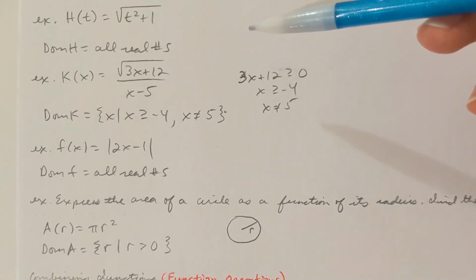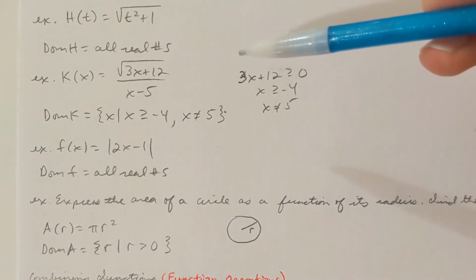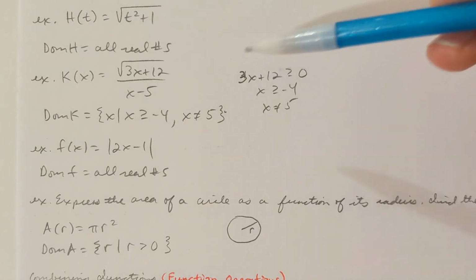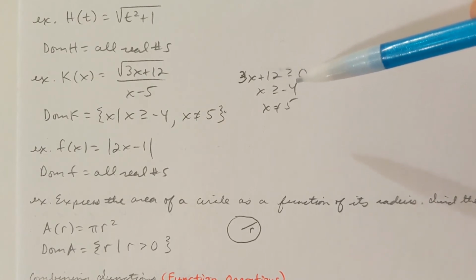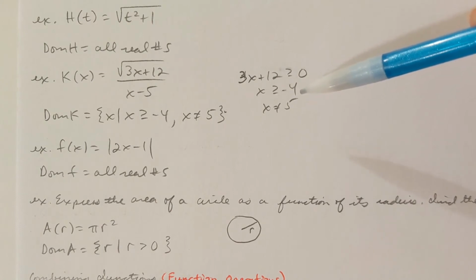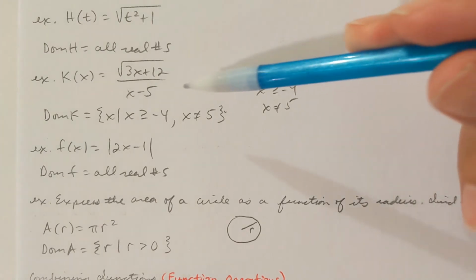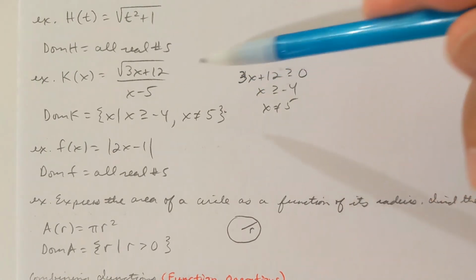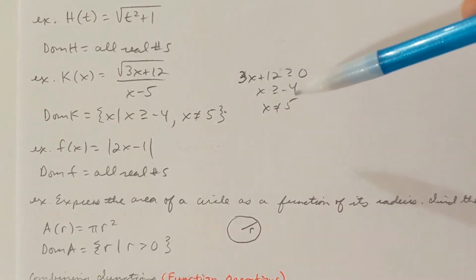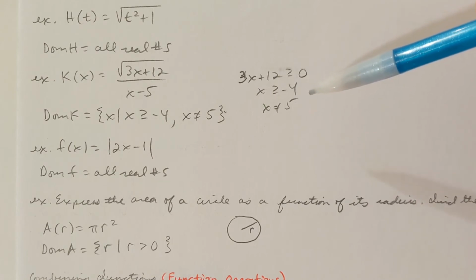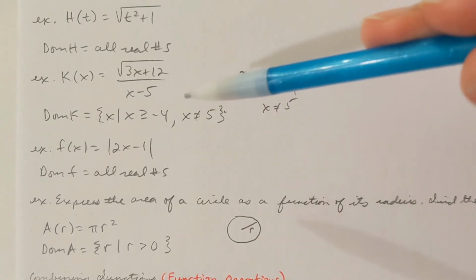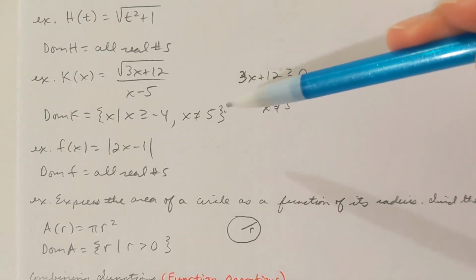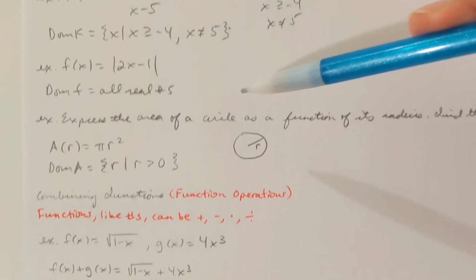As another example, suppose that we have the square root of 3x plus 12, divided by x minus 5. 3x plus 12 greater than or equal to 0, subtract 12 and divide by 3, means that x is greater than or equal to negative 4. Also, I don't want x to be 5 because of the denominator being 0. So anything that's greater than or equal to negative 4 is going to be okay to have, just don't use 5. The set of all x such that x is greater than or equal to negative 4 and x is not equal to 5 is the answer.